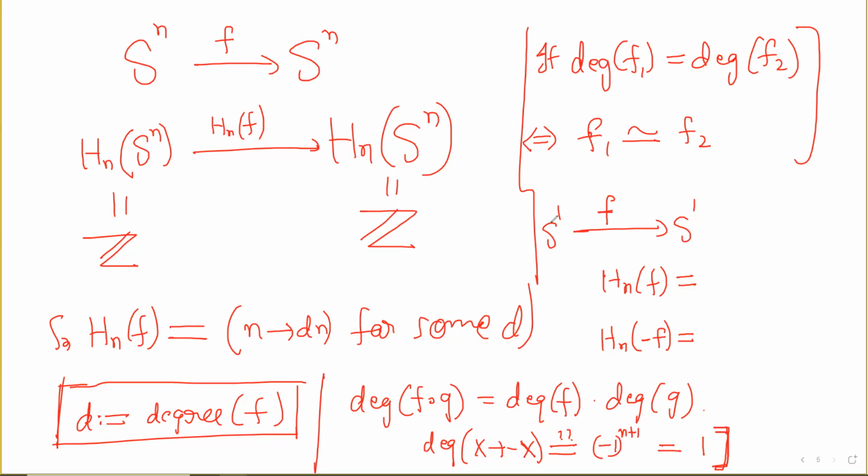Yes, exactly. For S1, right? S1. So now you see this degree is 1, and then if you use this thing, you get that the degree of this is also 1, right? And now we have that the degrees are the same. So we want to say from there that the maps are homotopic, right?